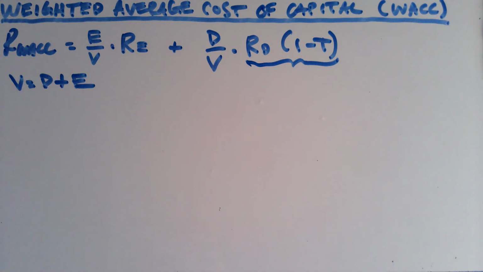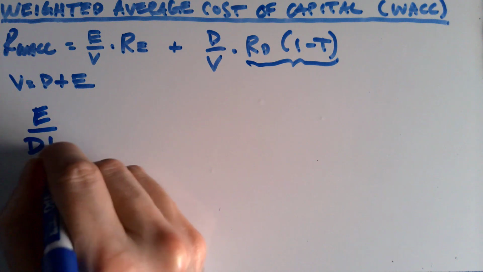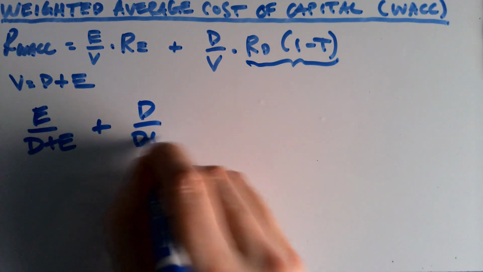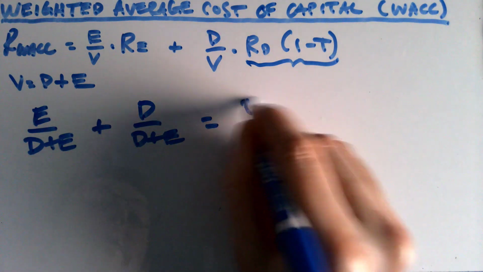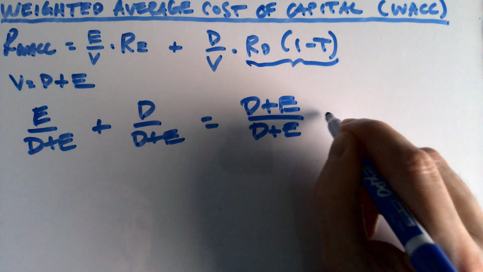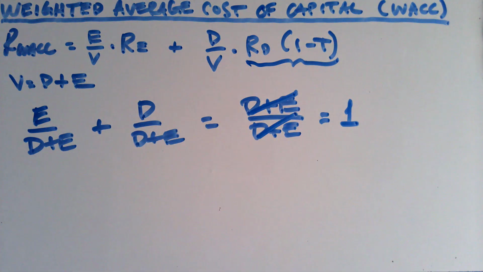Now, something else I'd like to point out here is that these weights add to 1, and they always will. So we're going to say E over D plus E, plus D over D plus E, is equal to D plus E divided by D plus E. And that is equal to 1 because these things cancel out.